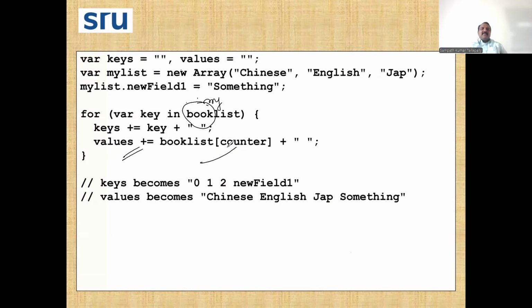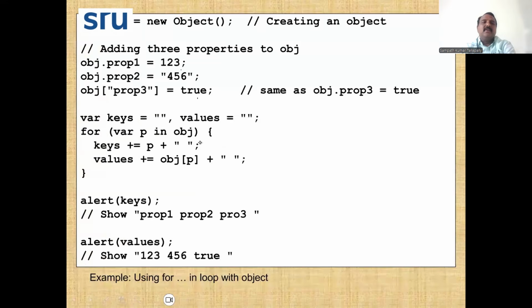Now what is happening here? Key is a variable which is declared, and my list is an array in which we have some elements. We take the elements one after the other till the array is exhausted, and then we print them this way. This is a very simple example. Then we'll go to object creation, again with a very simple example.